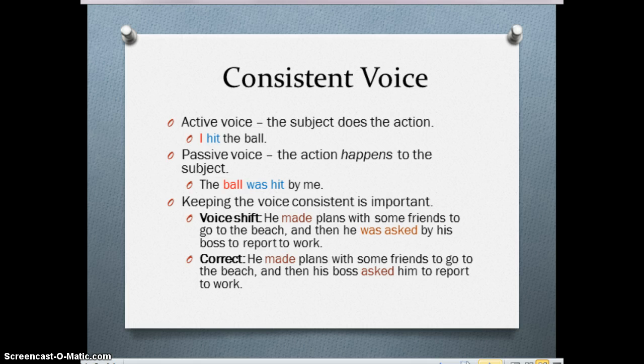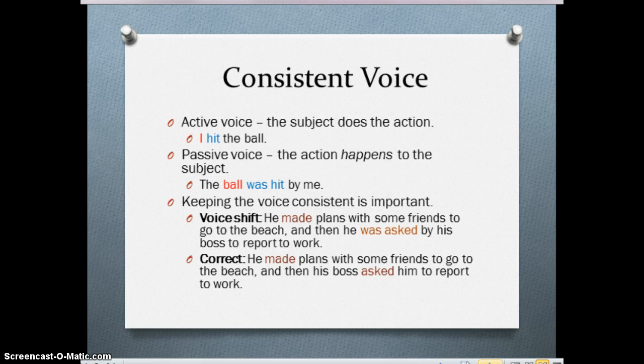There is something called a voice shift. That means that you move from the active voice to the passive voice within the same sentence. So a voice shift would sound like, he made plans with some friends to go to the beach, and then he was asked by his boss to report to work.